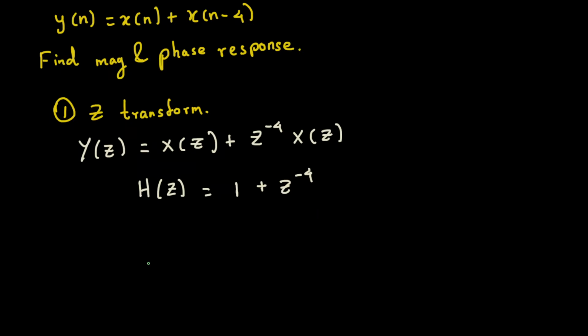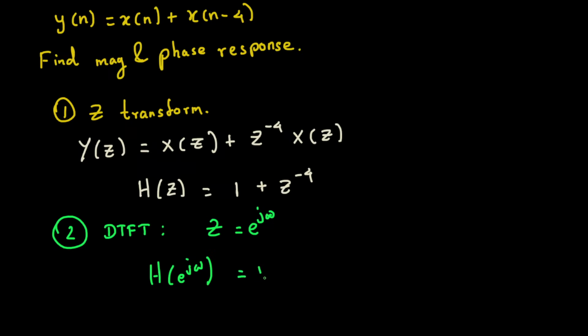Once we have that, we do the discrete time Fourier transform, DTFT. Discrete time Fourier transform is nothing but we replace the z's with e power j omega. If you do that, then h of z becomes h of e power j omega, 1 remains the same, and z power minus 4 becomes e power minus j omega 4.